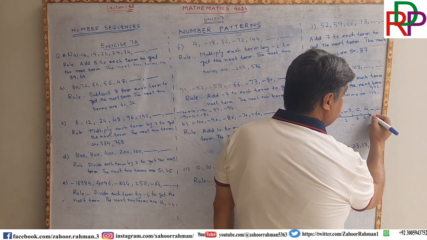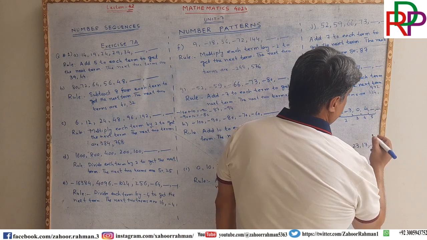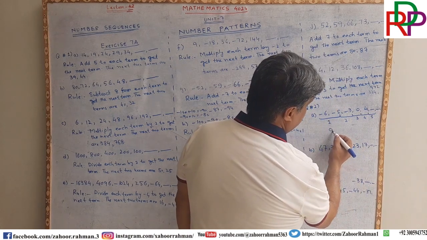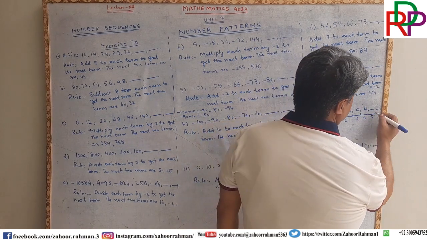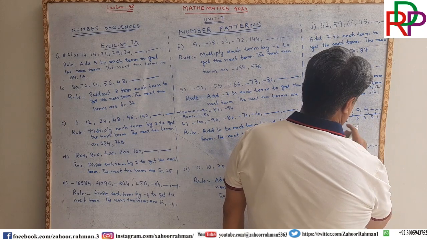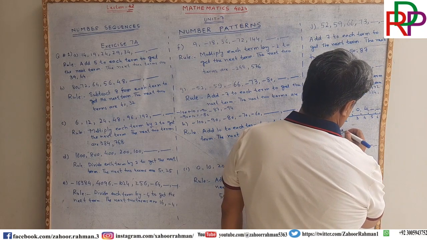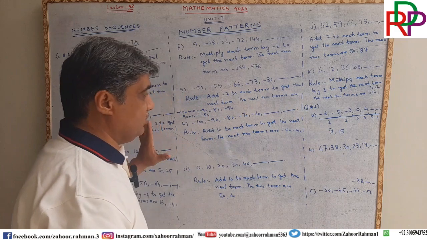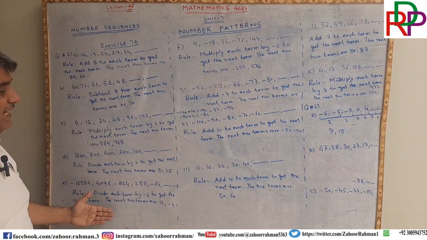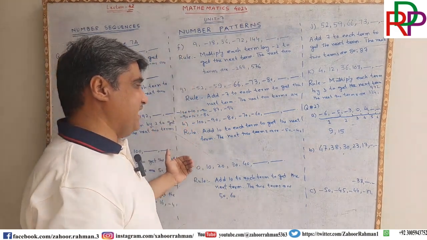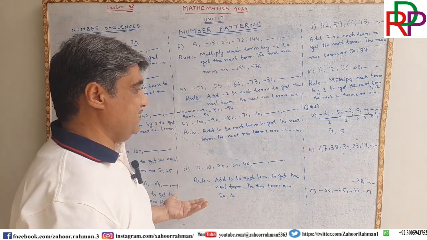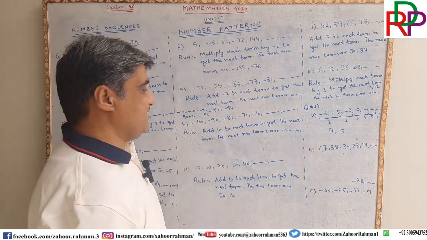Now the next term is 5. So when we get 5, we will get 9. And the next is 6. So 6 is added to 8, we will get 15. You don't have to write the rule. As we were writing in this case, that was mandatory. That is why we were writing these things.